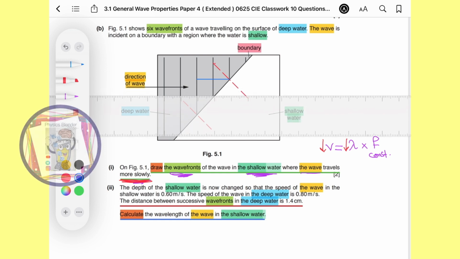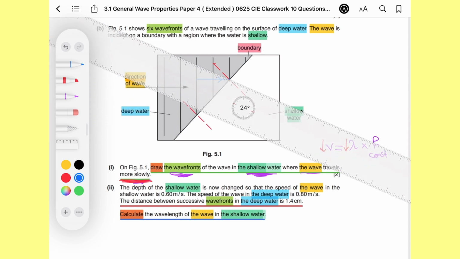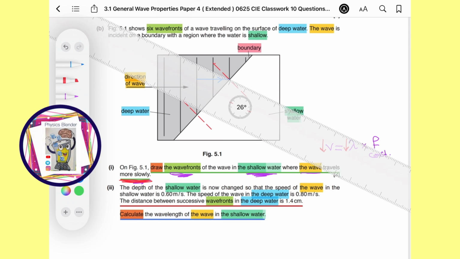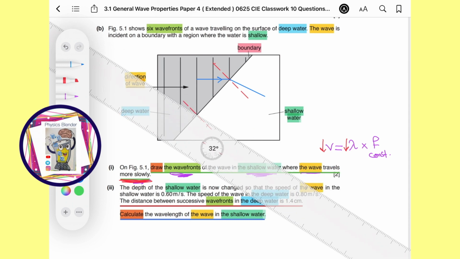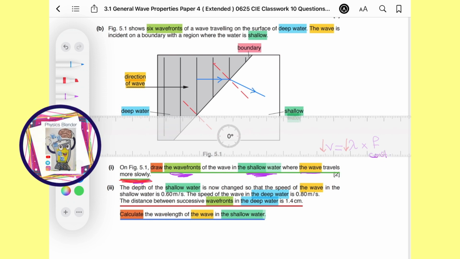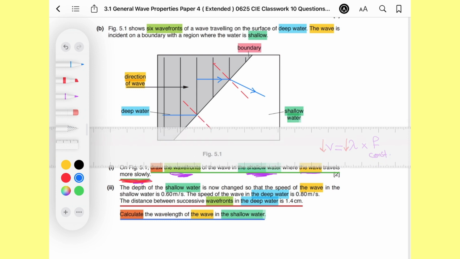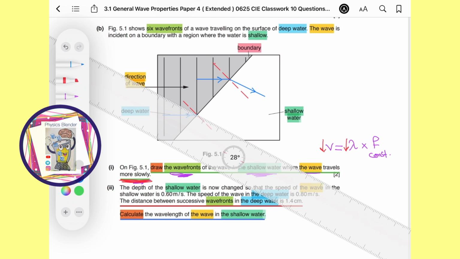What happens when water travels from deep to shallow water? The direction changes, it bends towards the normal. So this will be the new direction. This blue line here is not the wavefront, I'm just drawing how the direction will be changed. Try to draw them parallel to each other.